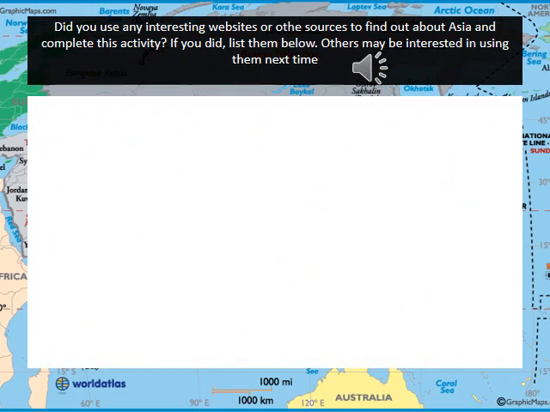Right, we've come to the end of session one, and one of the common features that you're going to find on these slideshows is I've created a blank space at the end for you to make note of any interesting websites or other resources to find out about Asia and to complete your activities. The reason why I think it's important for you to write those down in this blank space is over the next few weeks you may have reason to come back to them, and it's going to be much easier for you to do so if you've got that reference.